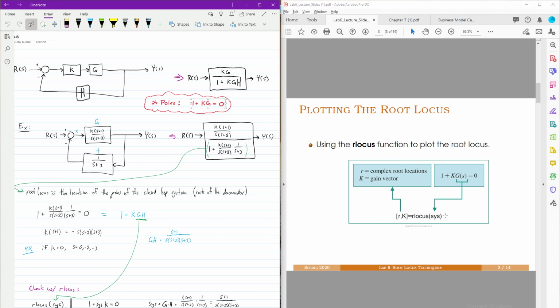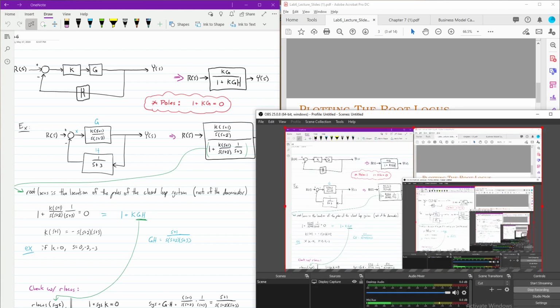Last lab, we did a root locus plot kind of from scratch, and that was cool. But you can actually do it using a function called rlocus. But we need to be very careful with what this system is. So I'll talk about what this input is specifically.